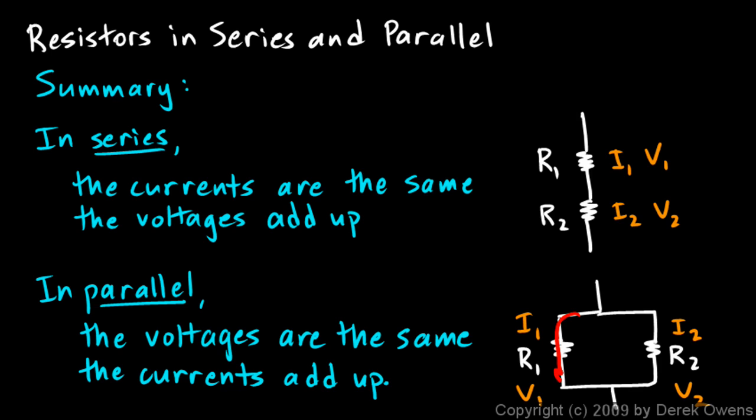The current going through this resistor, what we've called I1, and the current going through this resistor, what we've called I2, have to add up to the total current coming into this network of resistors. Because whatever total current there is has to split, and some goes down one side and the rest goes down the other. So if you call the total current coming in I, then I has to equal I1 plus I2. So in series, the currents are the same and the voltages add up, and in parallel, the voltages are the same and the currents add up.